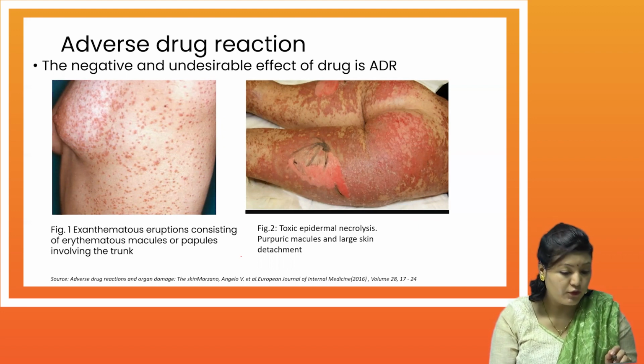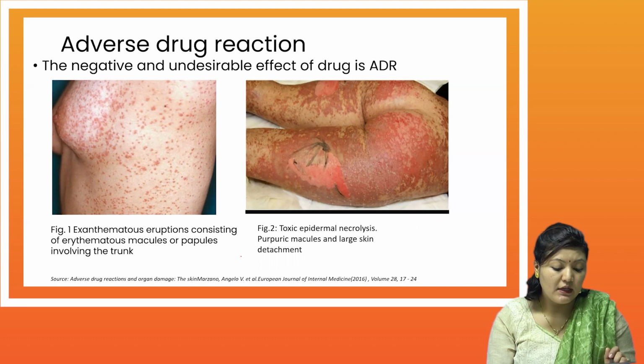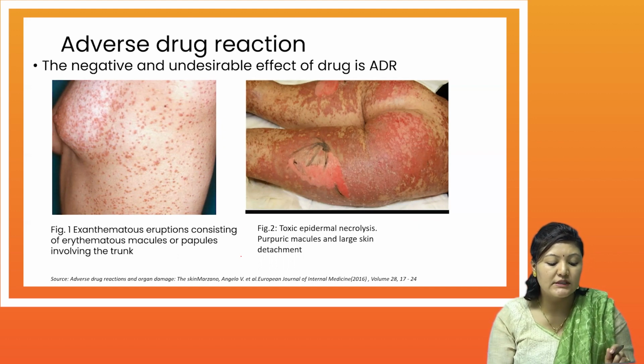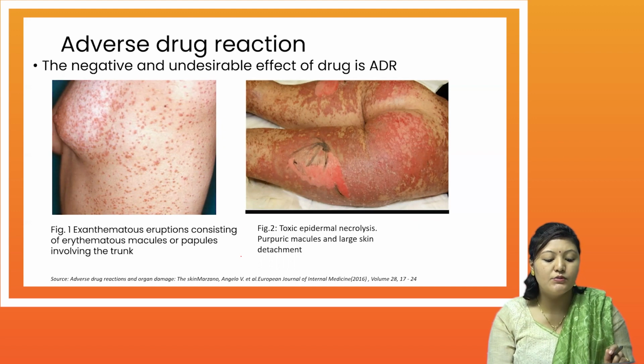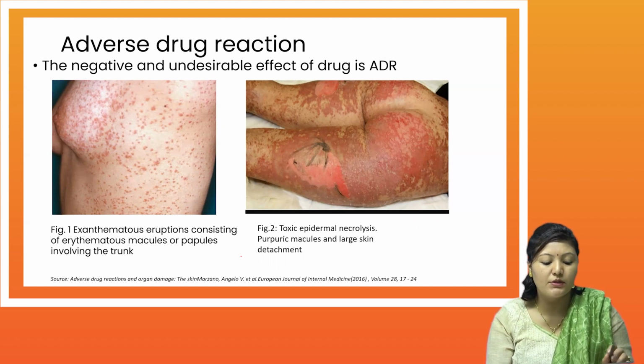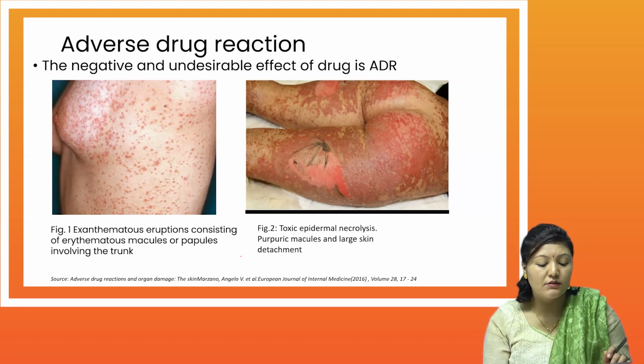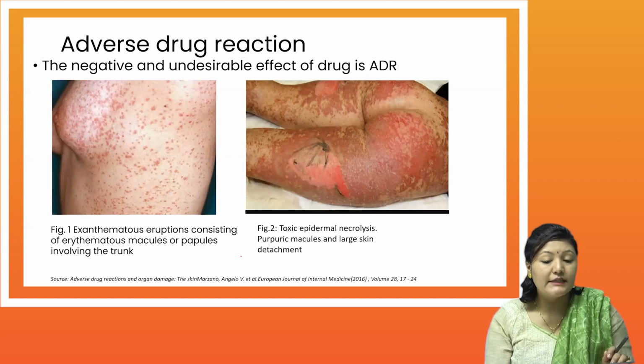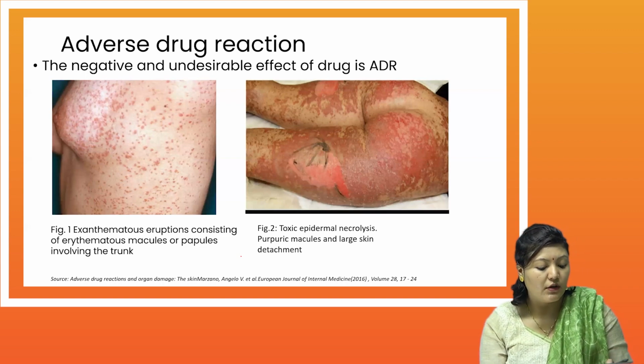And next photo we see toxic epidermal necrolysis. In this case, there is peeling of the skin, there are purpuric macules with large skin detachment. This toxic epidermal necrolysis is a very severe one with a very significant mortality, because there is systemic involvement as well as more than 30% skin involvement.